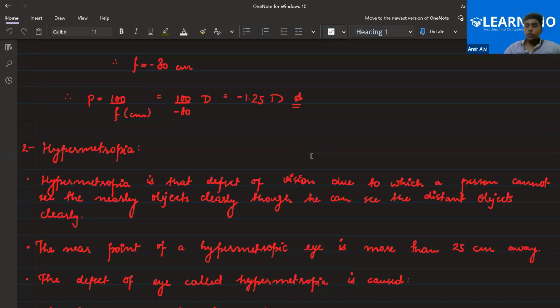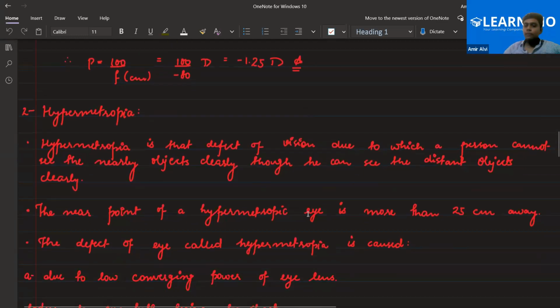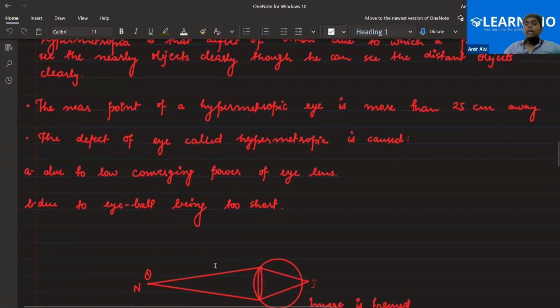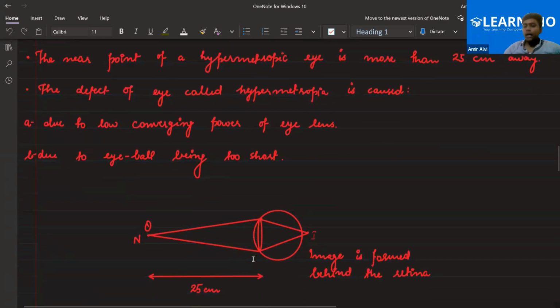The near point of the hypermetropic eye is more than 25 centimeters away from the eye. Clear, everyone? That's great. Next, this defect is due to two things. The first is the low converging power of the eye lens, which means the eye lens is not able to converge the rays at the retina. The second case is that the eyeball has become too short, so the rays pass through the retina and the image is formed behind the retina. Clear, everyone?